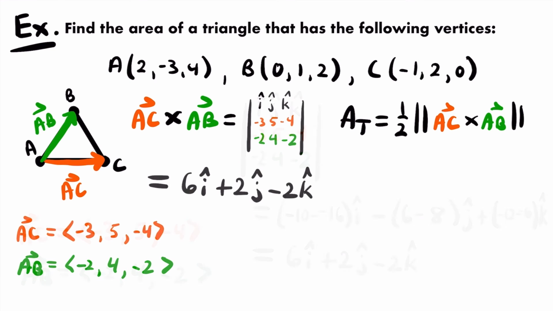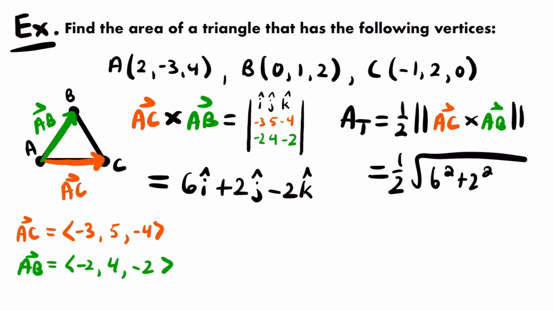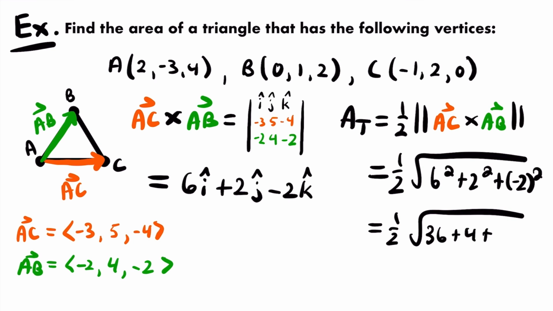So let's do that. The area of the triangle will be equal to 1/2 times the magnitude of our cross product vector. So we're going to take the square root of the sum of these components squared. So we'll have the square root of 6 squared plus 2 squared plus -2 squared. And that will be equal to 1/2 times the square root of 36 plus 4 plus 4, right? 6 squared is 36, 2 squared is 4, and -2 squared is 4. And so we have 36 plus 4 plus 4, which is 44. And so this is equal to 1/2 times the square root of 44.